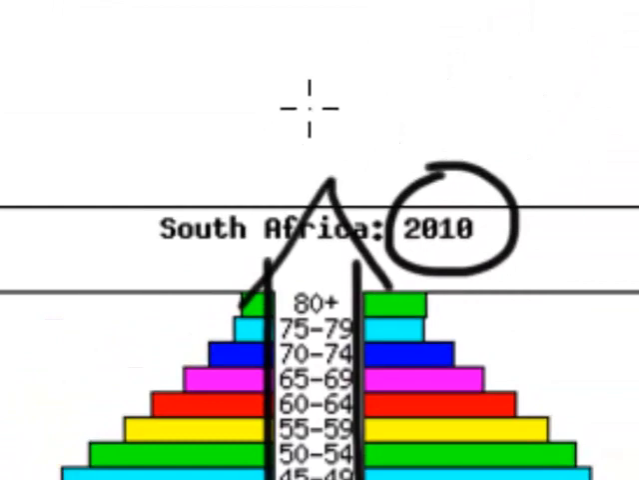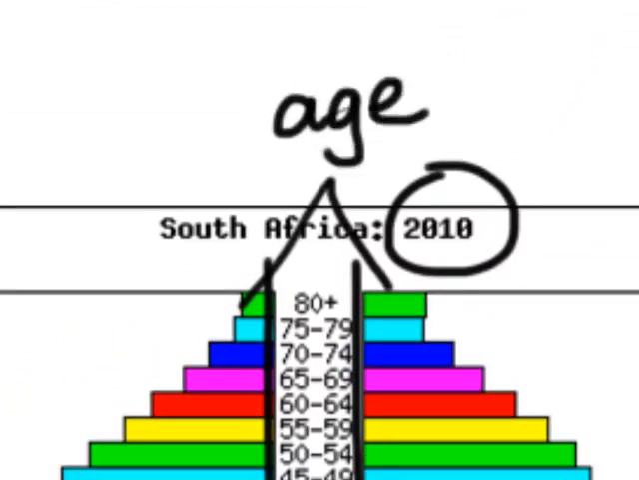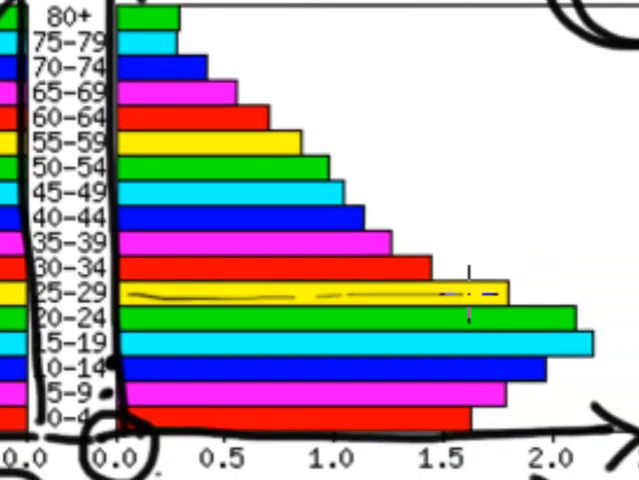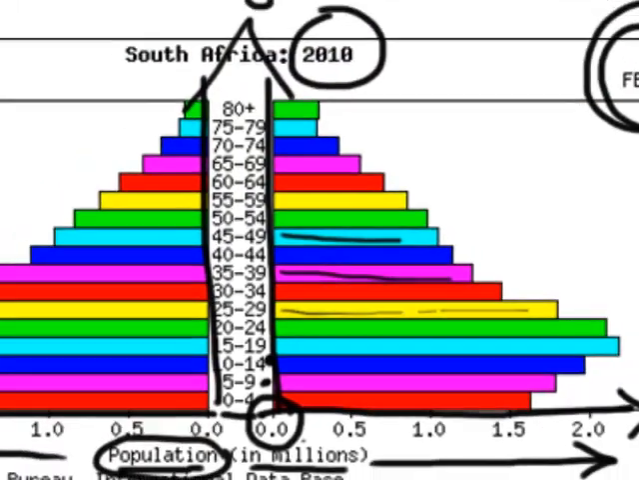The y-axis down the middle shows us the ages from babies 0 to 4, 5 to 9 years, 10 to 14 years, and each of these bars shows us a different age group. Do you see how much information is put into a pyramid graph such as this? What are some of the things that we can determine from this graph?